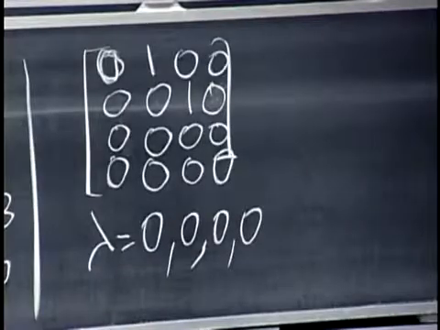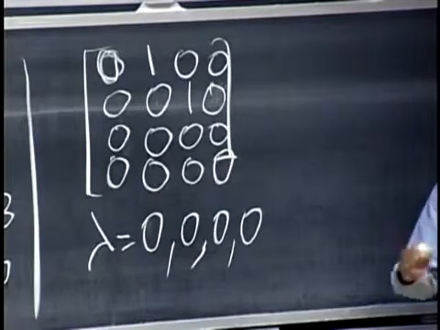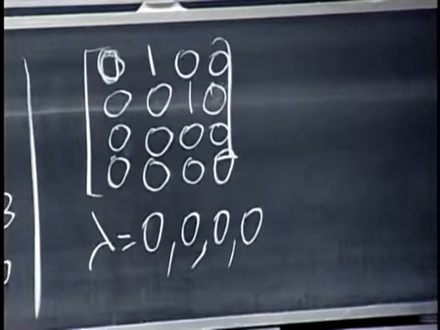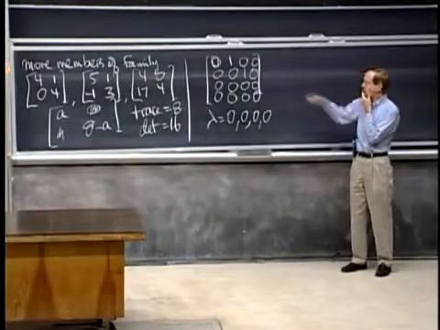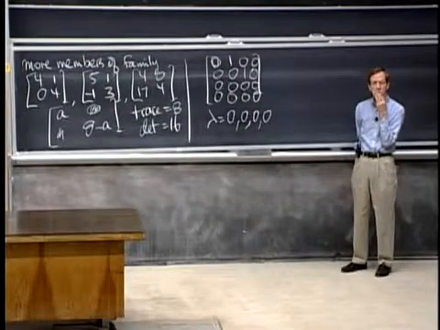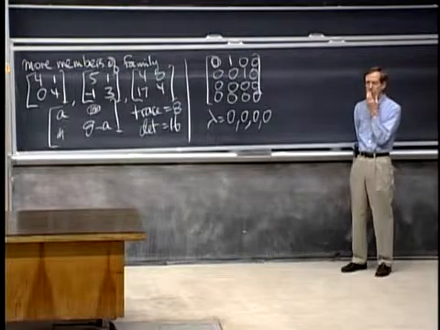Well, since the eigenvalue is 0, eigenvectors are in the null space, right? Eigenvectors have got to satisfy Ax equals 0x. So what's the dimension of the null space? 2. Somebody said 2. And that's right.